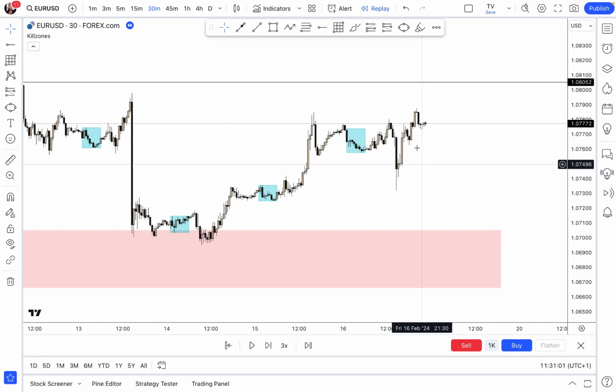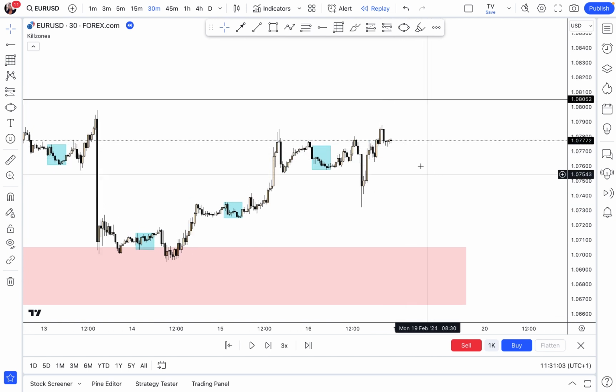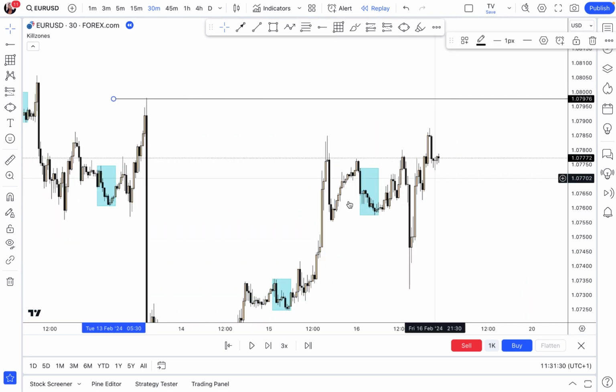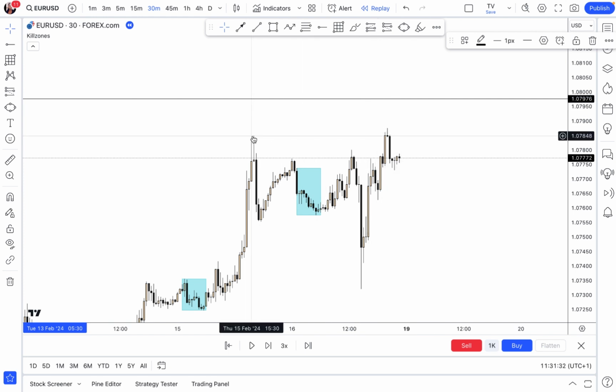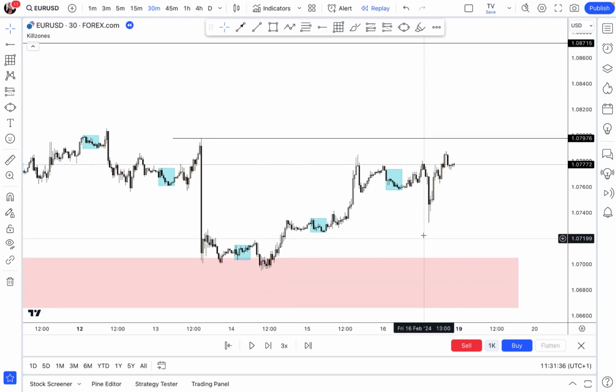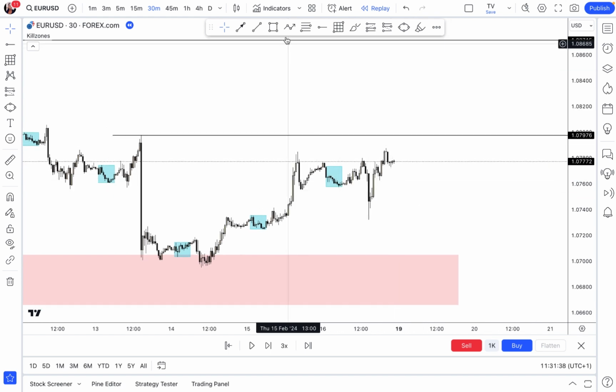By Monday, I want to see how price will develop. I want the Asian session to form first, then we move to the London session, then I'm able to know what I will be trading. But that's just my bias for now. I'm thinking we are probably going to break above this supply zone. In my opinion, I'm not sure.